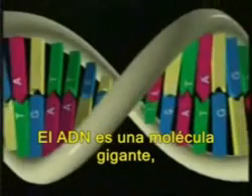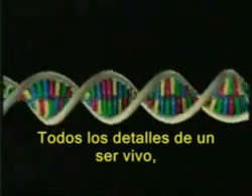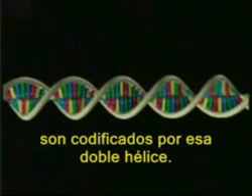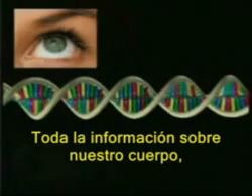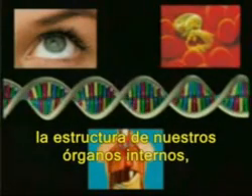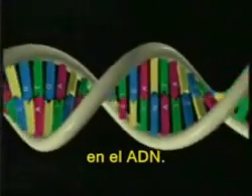DNA is a giant molecule that exists in the nucleus of the cell. Every detail of a living being's physical and physiological makeup is coded in this double helix. All the information about our bodies, from the color of our eyes to the structure of our internal organs and the shape and function of our cells, is programmed in sections called genes in the DNA.